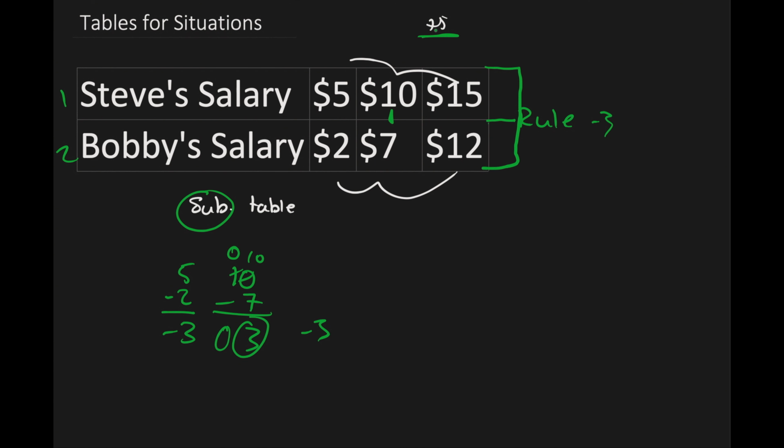To extend the table, we are going to add 5. So we have 5, 10, 15. 15 plus 5 is 20. So to extend, we would get 20. And then here it is still plus 5. So now we would get 17, because 12 plus 5 is 17. Now, how do we double check? We do 20 minus 17. What does that equal? We regroup. We get 3. Since we know the rule is minus 3, it looks like that's right. So that's what tables for situations is.